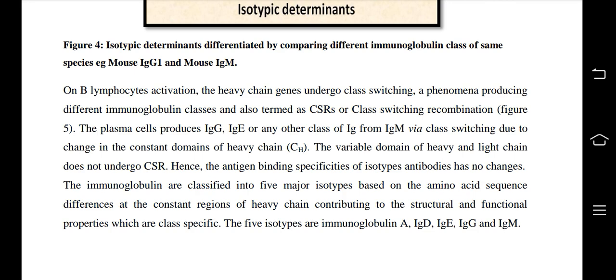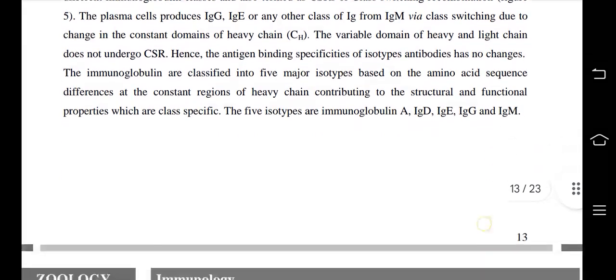The immunoglobulins are classified into 5 major isotypes based on the amino acid sequence differences at the constant region of heavy chain, contributing to the structural and functional properties which are class specific. The 5 isotypes are immunoglobulin A, IgD, IgE, IgG and IgM.